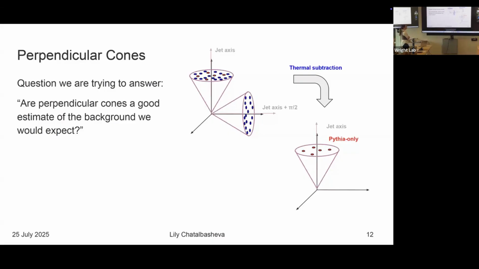So the idea behind my project is that we can take perpendicular cones from our combined jet, rotating by 90 degrees from the jet axis, and we would expect to see mostly thermal particles. And then we can subtract those thermal particles from our combined jet to only have Pythia particles towards the end. So this is the process of, in a sense, background subtraction. And the question that we're trying to answer is whether perpendicular cones are a good estimate of the background that we would expect.